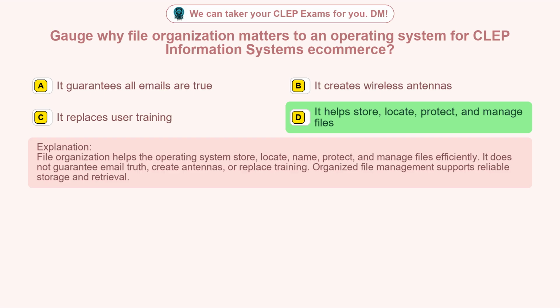File organization helps the operating system store, locate, name, protect, and manage files efficiently. It does not guarantee email truth, create antennas, or replace training. Organized file management supports reliable storage and retrieval.